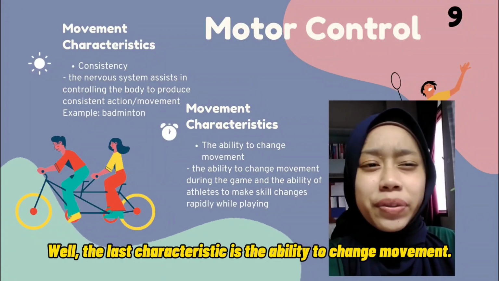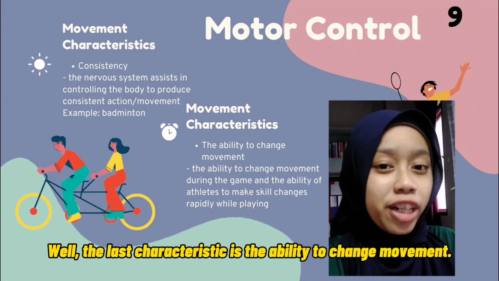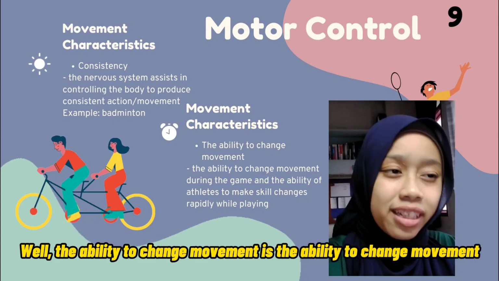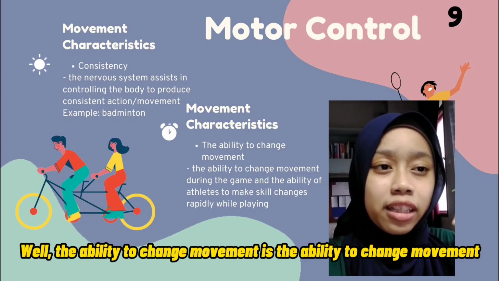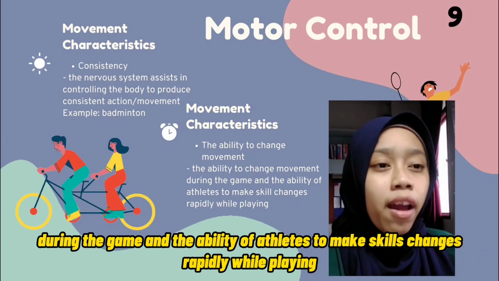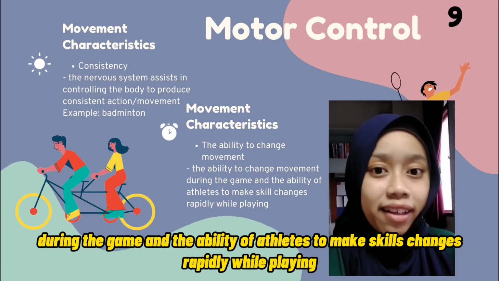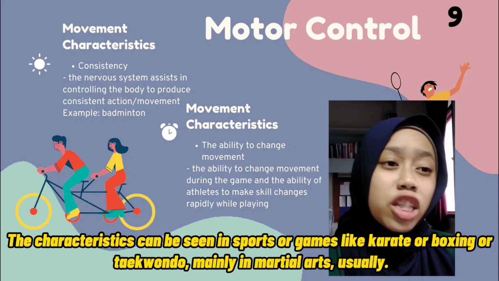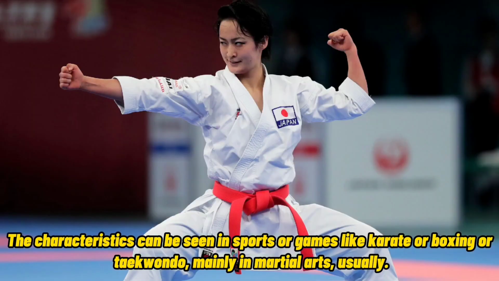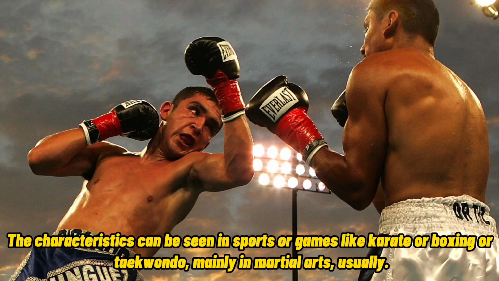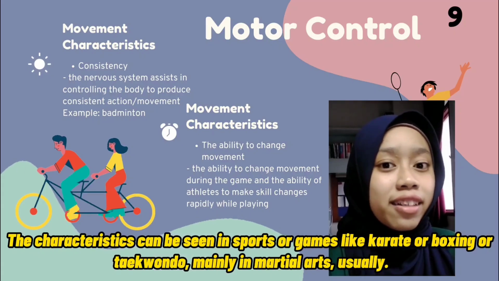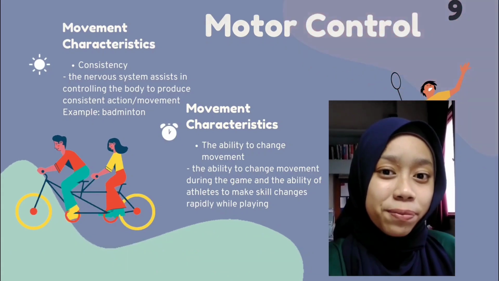Well, the last characteristic is the ability to change movement. The ability to change movement is the ability of athletes to make skill changes rapidly during the game while playing. The characteristic can be seen in sports or games like karate, boxing, or taekwondo, mainly in martial arts, usually.